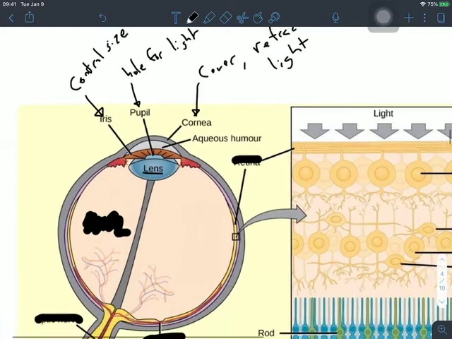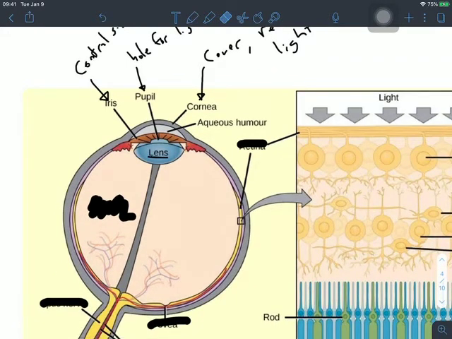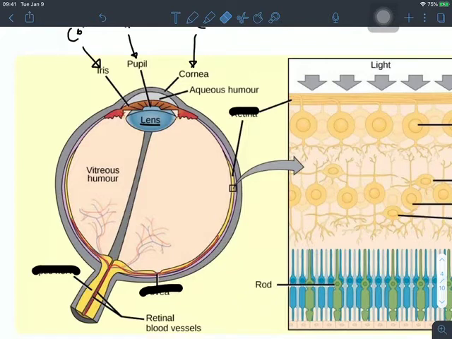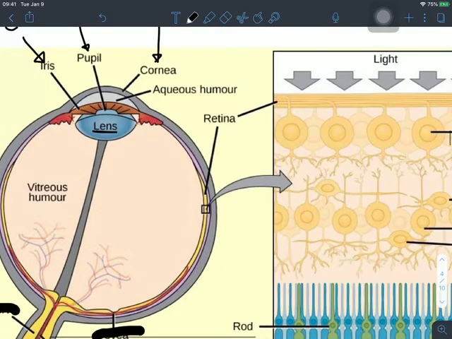Once you get to the inside of the eyeball, you have the vitreous humor, or the large sac of liquid that keeps the eye inflated, giving it its round shape. And you have the back of the eye, the retina, that is going to be receiving light and converting it to vision.